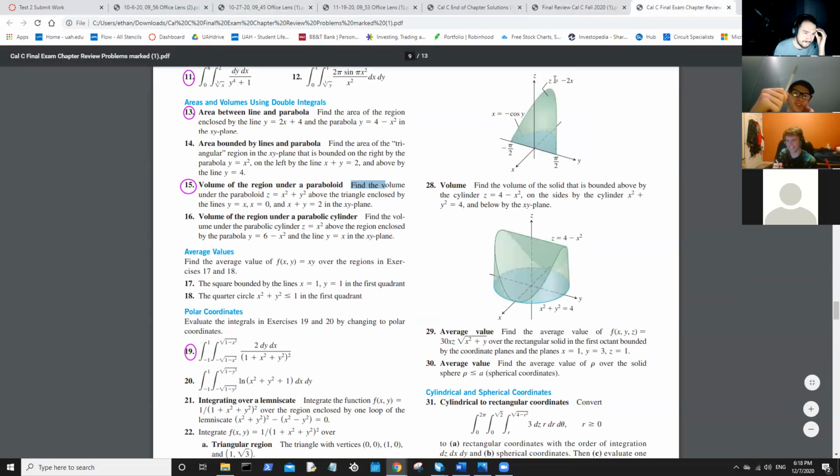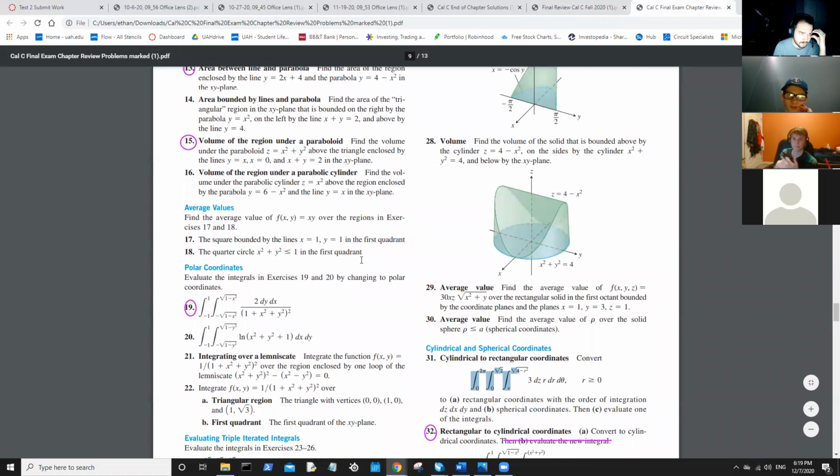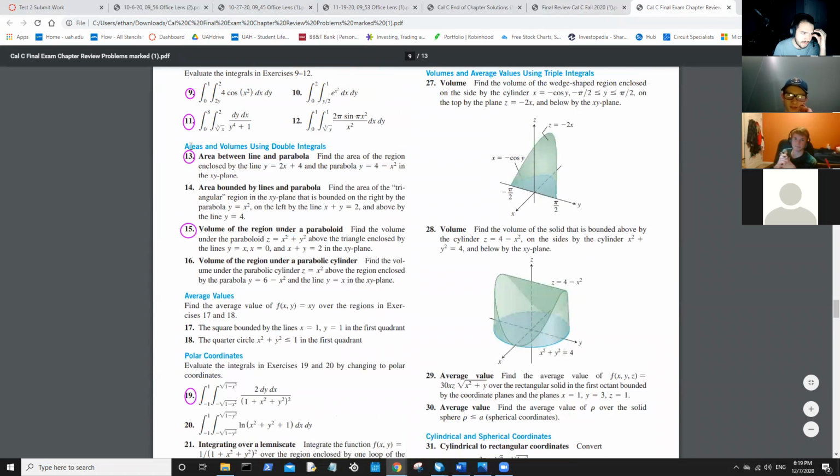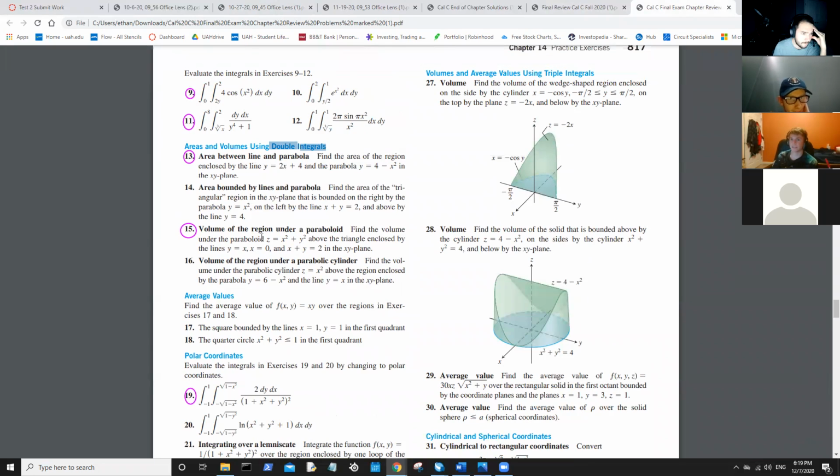How's it a double integral if it's volume? Because it's given us a function. If it didn't give us this function in terms of z, I think we would have to do the triple. Because look, it's literally saying area and volumes using double integrals, so we can't even use a triple here. If it's in terms of z, your inside function is going to be the z function, and then just integrate in terms of dx and dy.